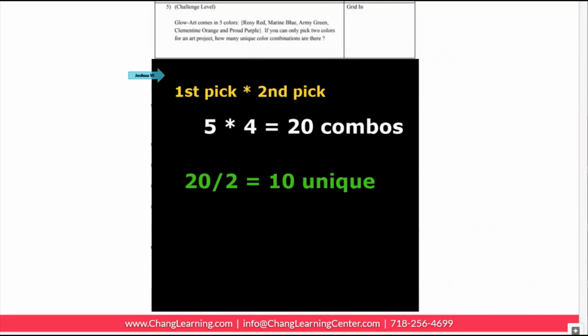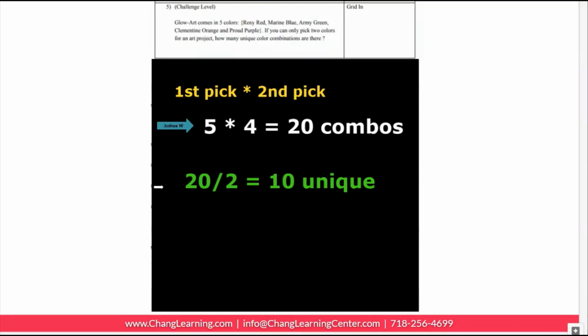For the first pick, we have 5 color choices. For our second pick, since we're picking a second color, we're picking from 1 less. So for example, if we pick red for the first color, for the second pick, we have to pick one of the other 4 colors listed. You multiply the picks together, and you get 20 different combinations. For example, red blue, red green, red orange, or red purple would be 4 of those 20 combinations.